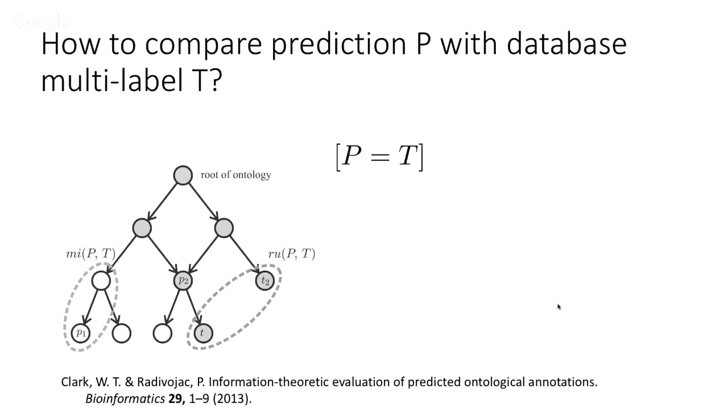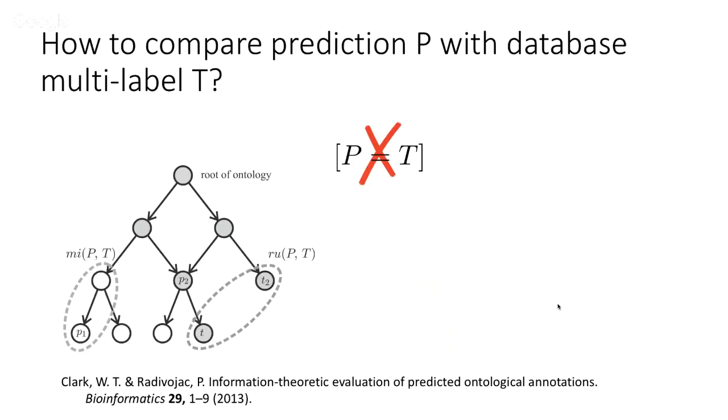So now that we have a general framework for evaluating protein function prediction methods, the question is how can we pair a prediction P with a database multi-label T? So P is the prediction, T is the answer. Fortunately, this is easy. We just look at P and T and we see if they're equal. But that is absolutely not okay.